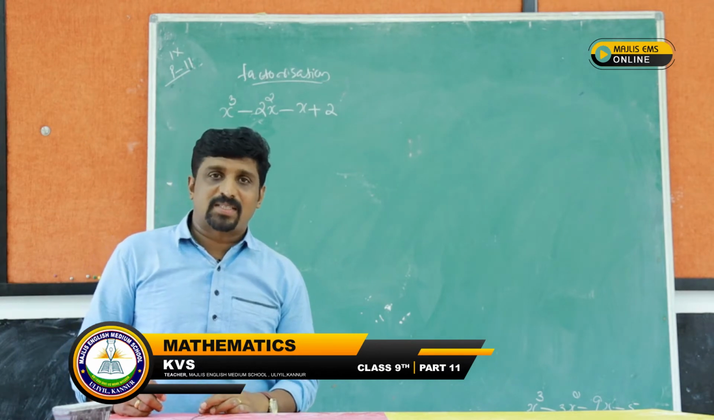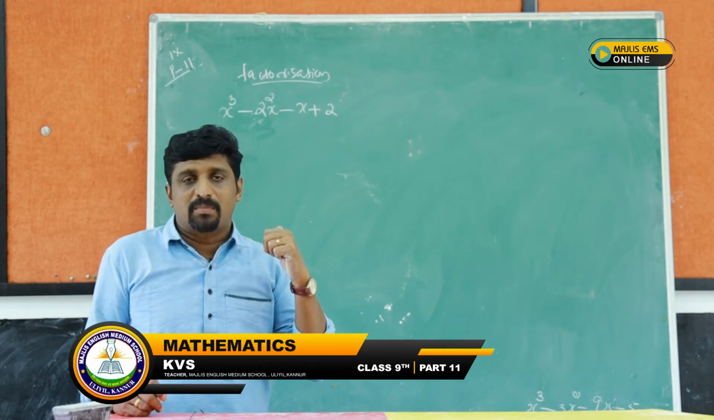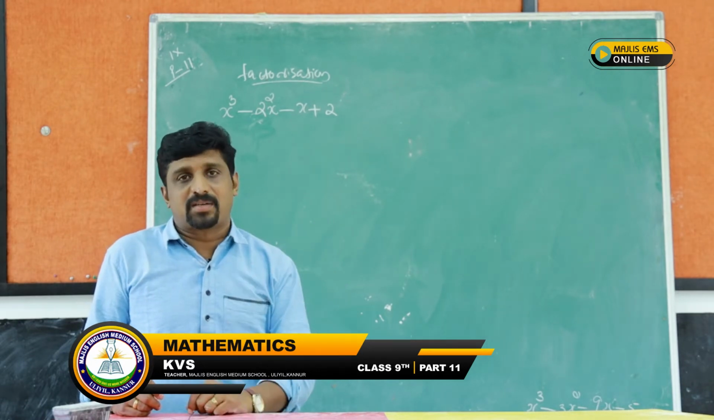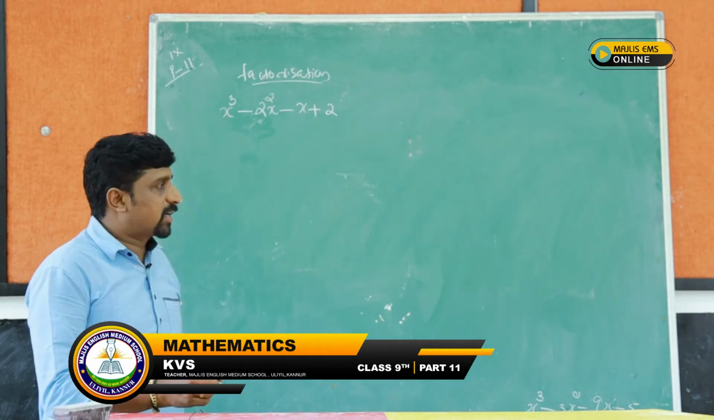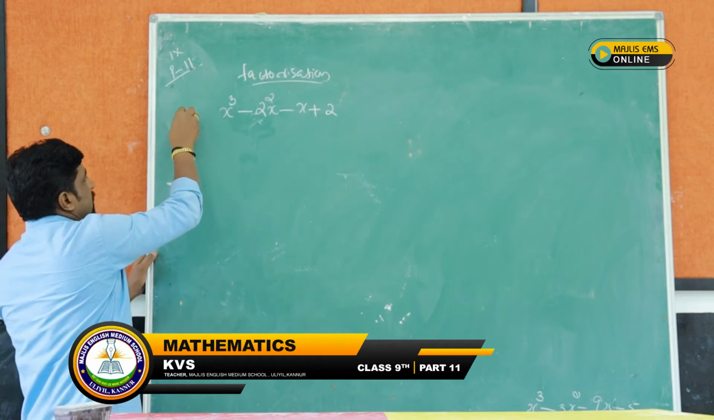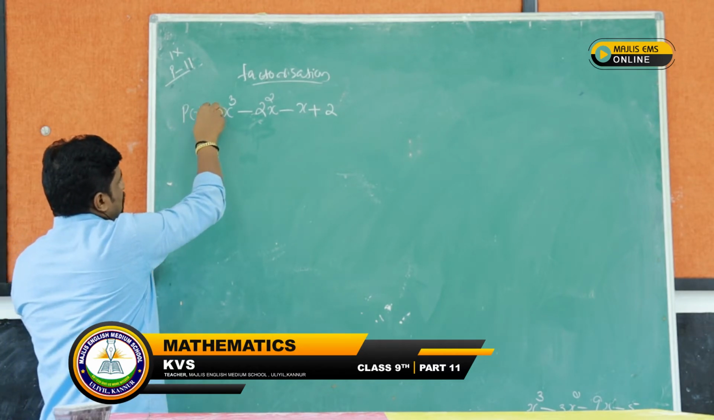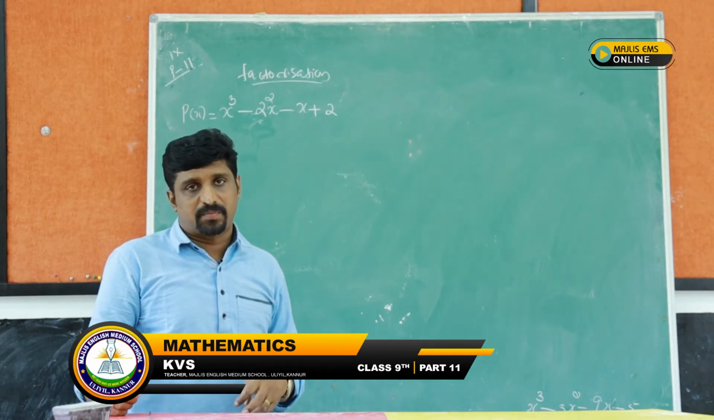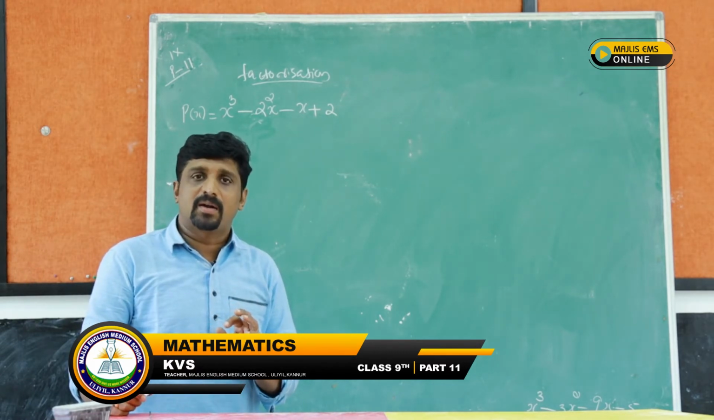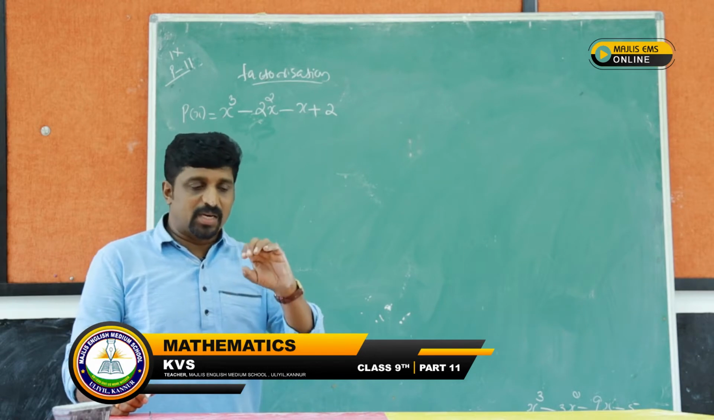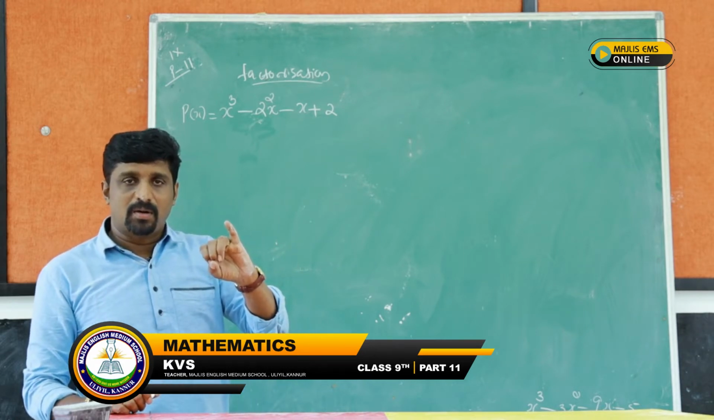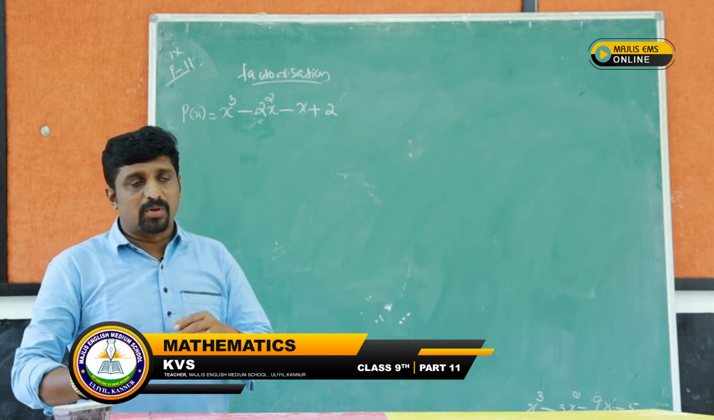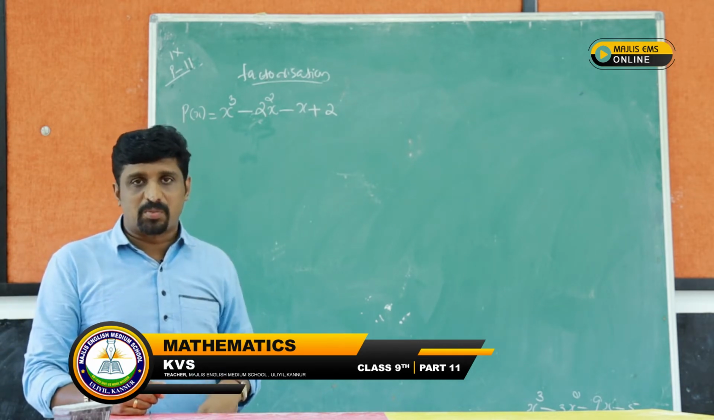We need to factorize this because the highest power is 3. We need 3 factors. First step, write p of x equal to the given question. After that we can find the value of the polynomial. First we substitute p of 1, p of minus 1, p of 2, p of minus 2, and when we get answer 0, we can stop there.